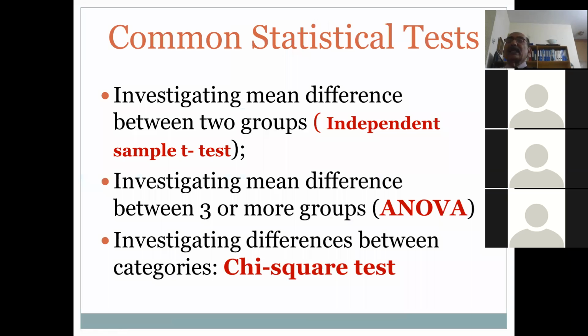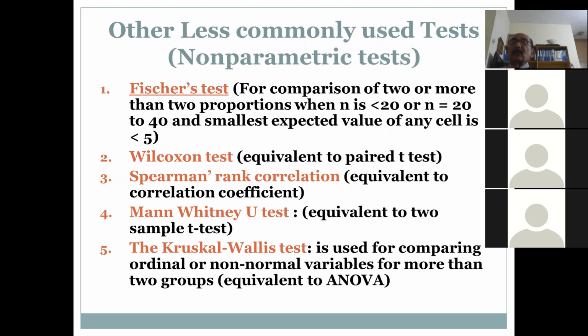The common statistical tests which we use in our research, almost 70%, are the t-test, chi-square test and ANOVA. The chi-square test we use on categorical data to compare categories. If we have continuous, quantitative data and want to compare means, we use the t-test for comparing two means. For comparing more than two means, we use ANOVA.